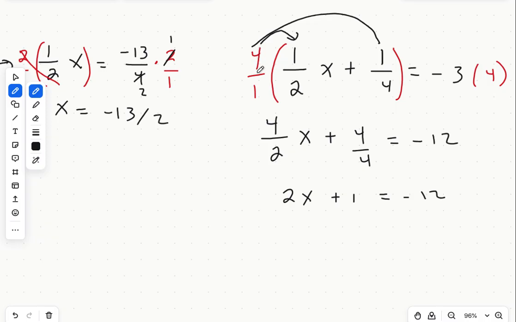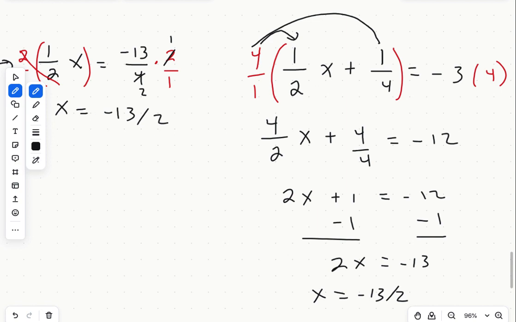So once you get the hang of clearing the fractions, then you don't have to do them anymore and you don't have to mess around with all the addition and subtraction. So then we just subtract 1 on both sides. 2x equals negative 13, divide by 2, and there's x equals negative 13 halves. The same as I got over here.